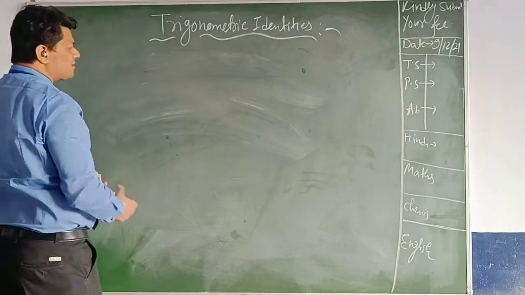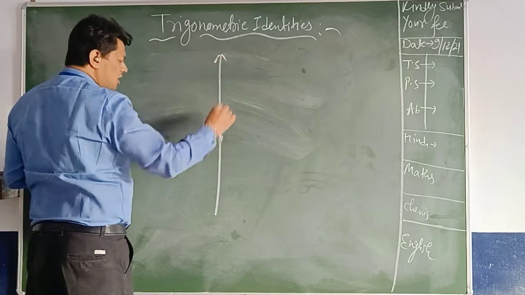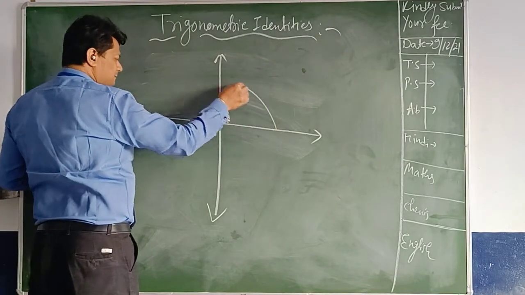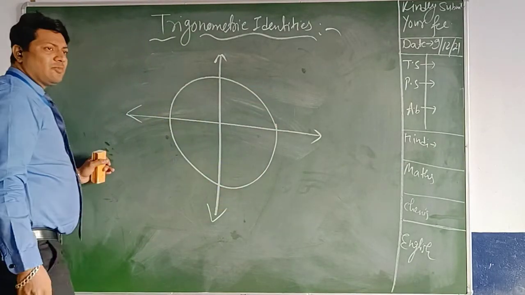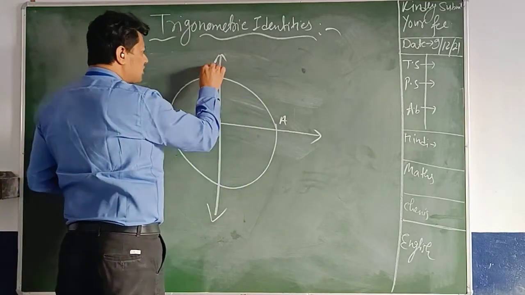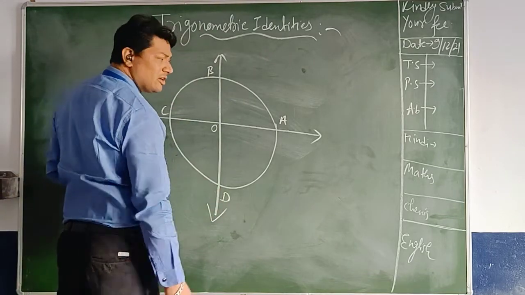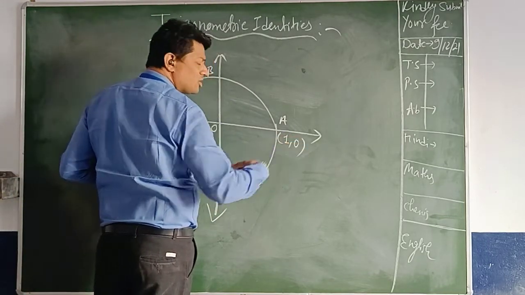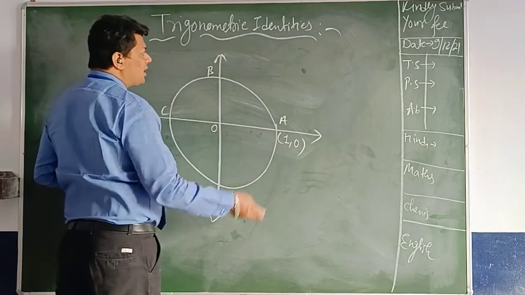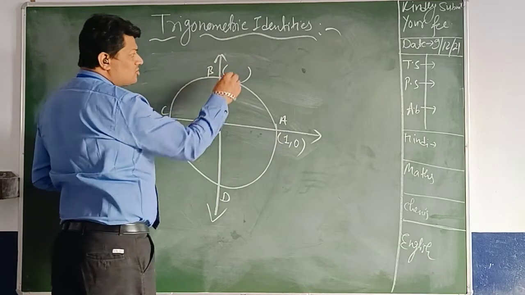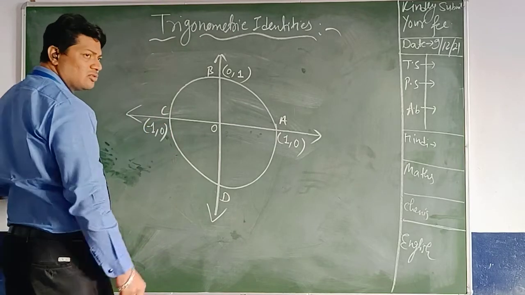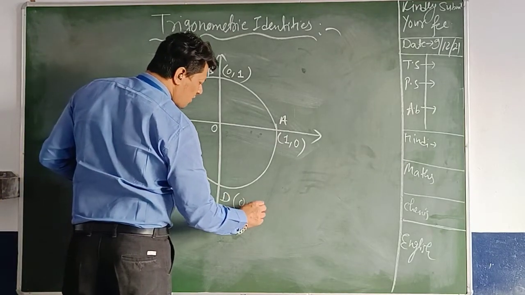We can consider a unit circle where we have to draw the axes. Getting my point? This one is the origin O. This one is point A, this one is point B, this one is point C, and this one is point D. Point A is 1, 0. Is it clear? Here you will get 0, 1. Here you will get minus 1, 0. And here you will get 0, minus 1.